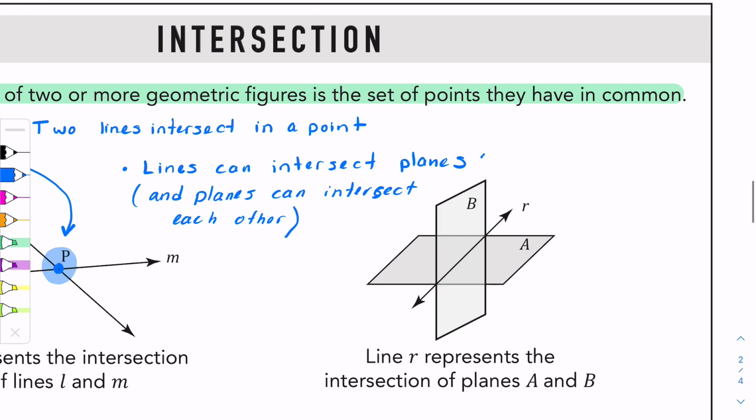So for example, line R intersects plane A and plane B. You could also say that plane B intersects plane A. So there's multiple ways to look at how planes are intersected. You can either look at it as planes intersecting each other, or you can look at it as a line intersecting the planes.